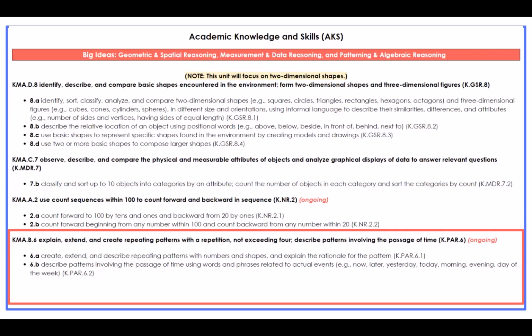In this unit, students will work concretely to describe and extend repeating patterns with actions or movement, as well as shape patterns. In later units, students will create patterns, work with number patterns, and move to representational work with patterns.